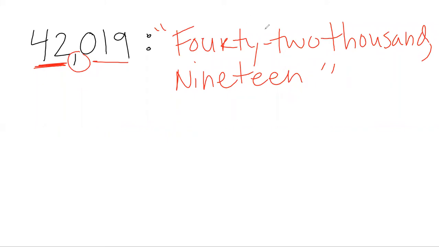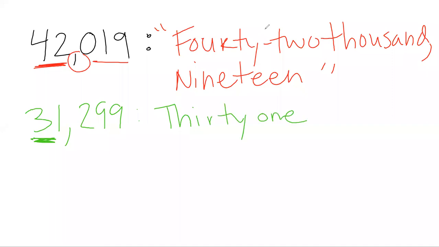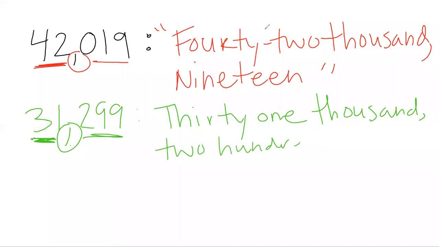Let's do 31,299. Again, read to the comma, 31. That's where I'm going to start. 31, then I see that comma, that's thousands. So 31,000, comma, and then the second part, 299. Okay. So those are our 3 forms.